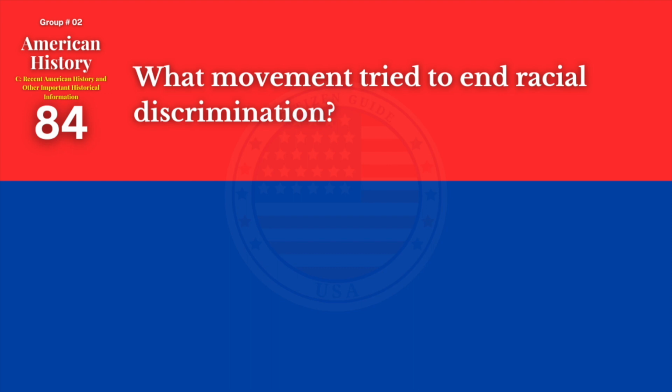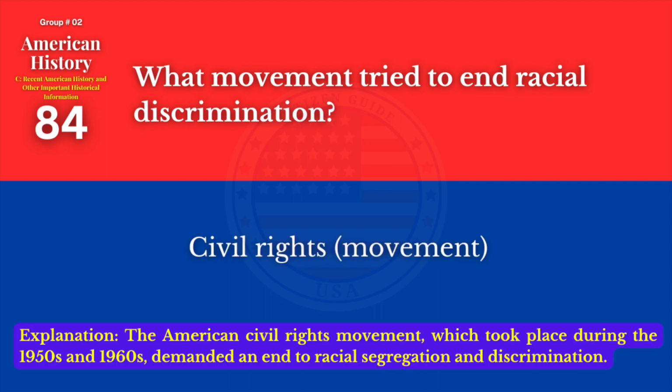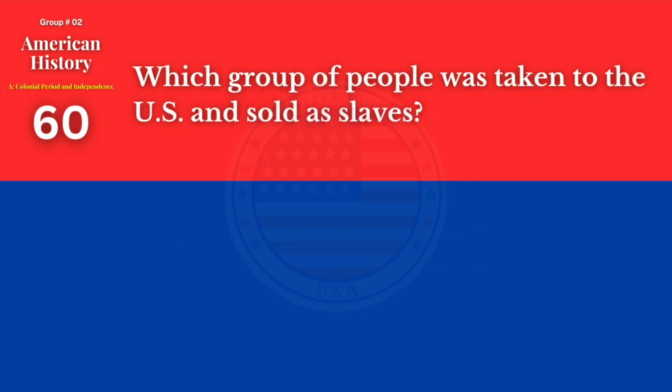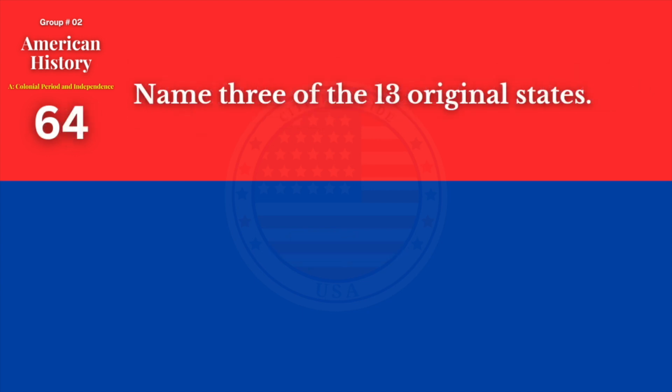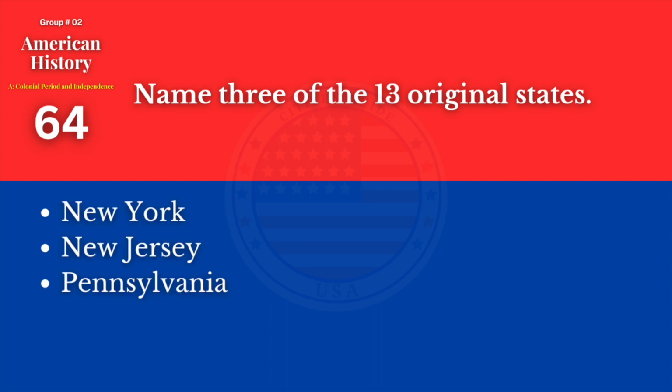What movement tried to end racial discrimination? Civil rights movement. Which group of people was taken to the U.S. and sold as slaves? Africans. Name 3 of the 13 original states. New York, New Jersey, Pennsylvania.